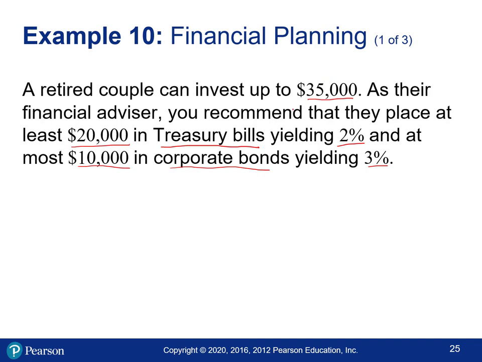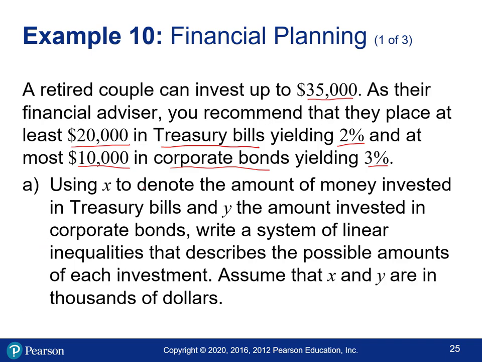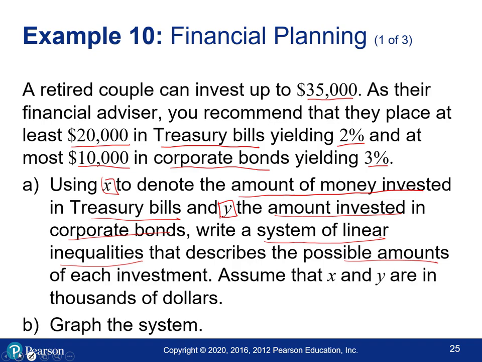So they want you to help them take their money and split it into 2 different investments, and then we have amounts that they would earn on those investments. So we're going to use X to denote the amount of money invested in treasury bills, and then we're going to use Y to denote the amount invested in corporate bonds, so the two different investment types. And using those variables, we're going to write a system of linear inequalities that describes the possible amounts of each investment. Okay? And so assume X and Y are in the thousands of dollars, just so we don't have to put all the zeros on our values. And then we'll graph the system.